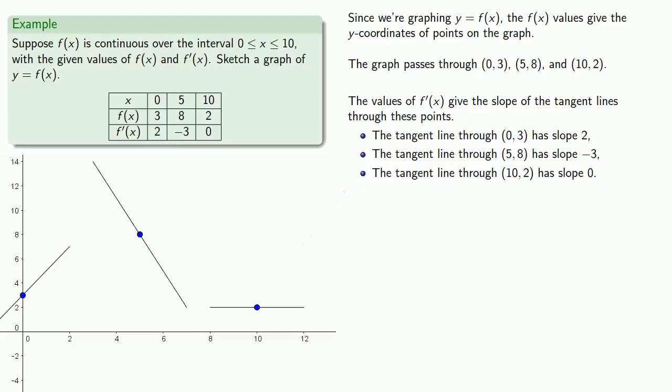And because f of x is continuous, we know that somehow these segments will join up. And since we've used up all of the information that we have available, at this point we just want to make sure that the sections of the curve join up, and so we might join them up something like this.